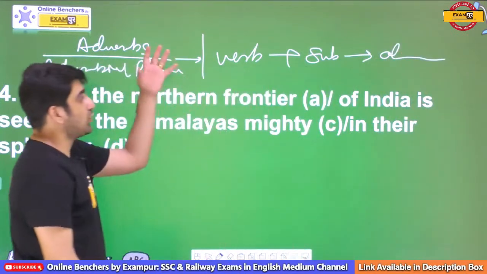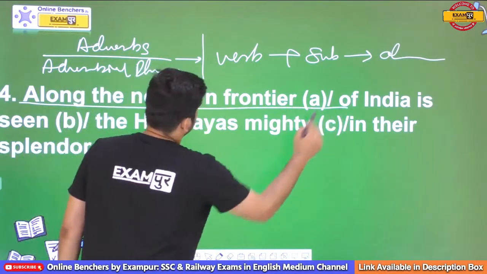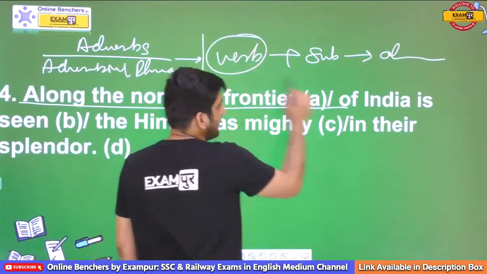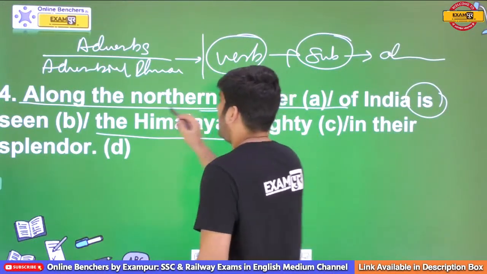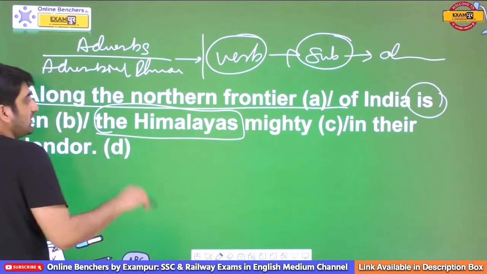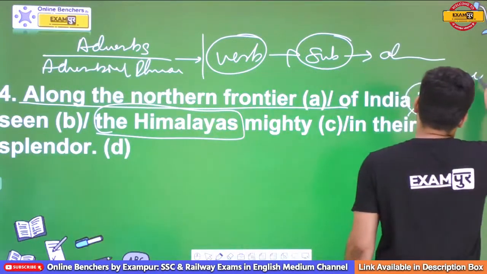Guys, obviously according to this ideology, we have first of all adverbial phrase, then we have verb, then we have subject, and we have identified the subject. Subject must agree with the verb, so this is wrong, it should be are.